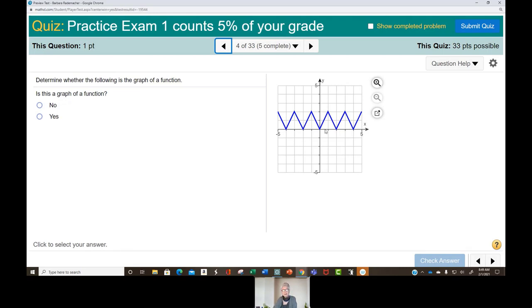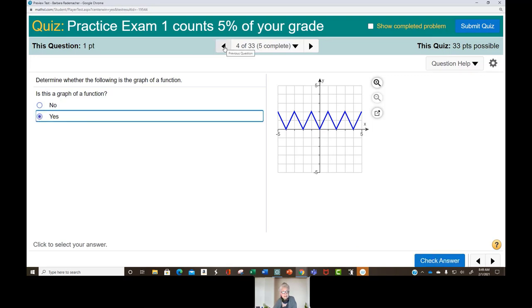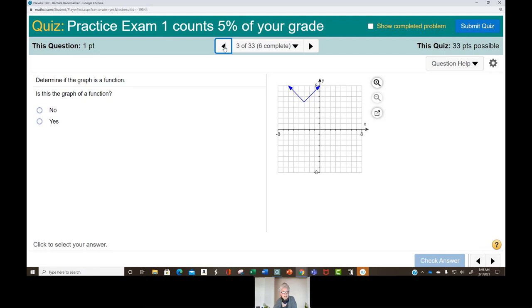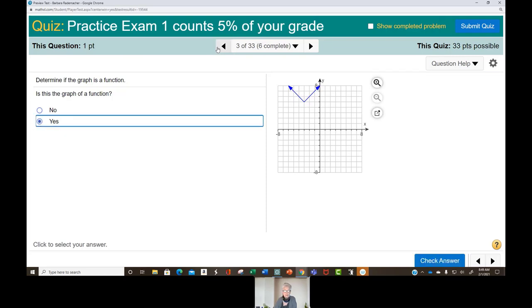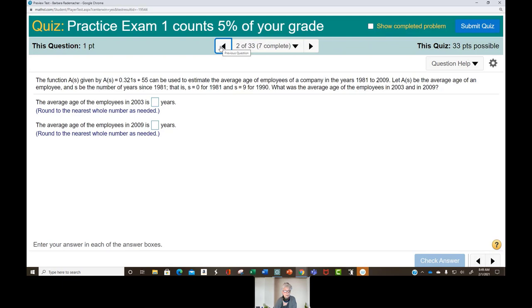Is that graph the graph of a function? Yes, it is. Because all of the vertical lines, when they intersect the graph, touch at only one point. So yes, it is. Is this a function? Yes, it is. All these vertical lines, when they cross the graph, cross at only one point on the graph. So yes, it is. And here's a word problem. Do you want me to do that or not?